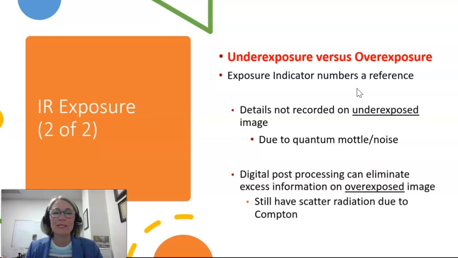Digital post-processing can eliminate excess information on an overexposed image. If it's overexposed, you're just going to have the scatter fog on there, but all the details are still there. There are software programs that can take the scatter off and adjust the image so it's contrasty and the doctor can see the anatomy. So we typically don't repeat an overexposed image, but we have to repeat an underexposed image because there's not enough photons hitting that image receptor. The scatter on an overexposed image is Compton.